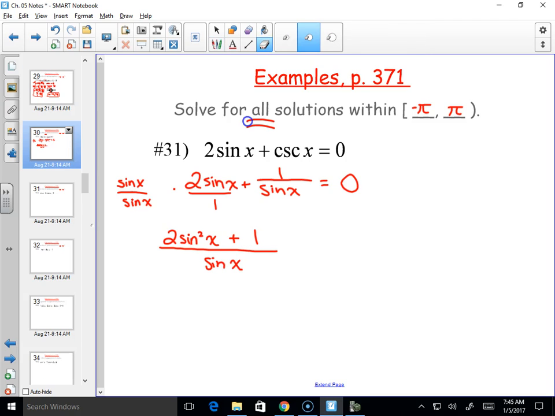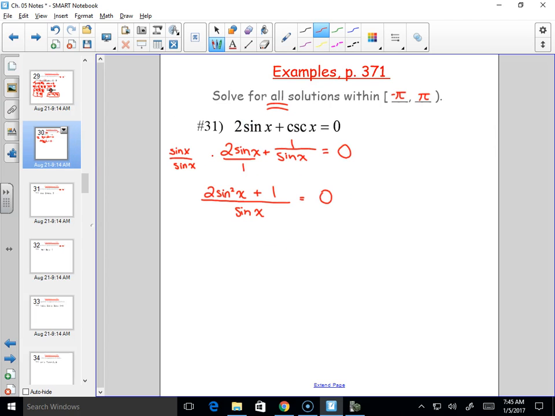Now we still have the equals 0 over here. There are different ways of going about this. Maybe right back up here, you would have moved the 1 over sine, subtracting it to the other side. That might have also worked, but for right now, we'll just leave it the way it is. How do we solve 2 sine squared of x plus 1 over sine of x equals 0?